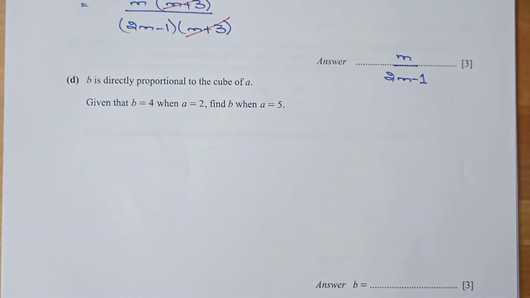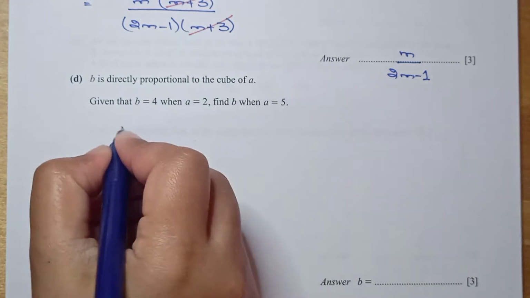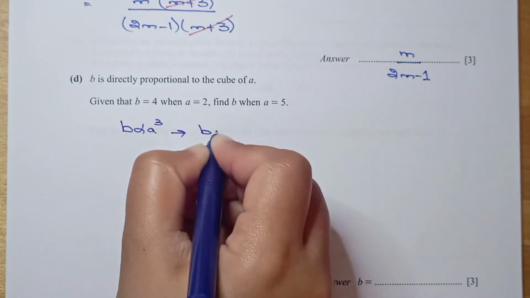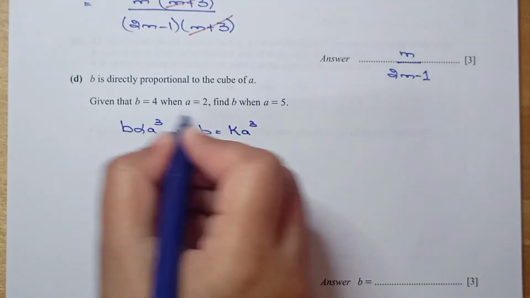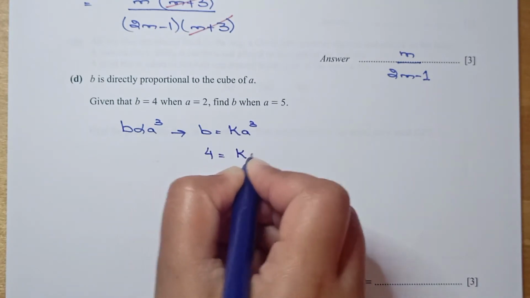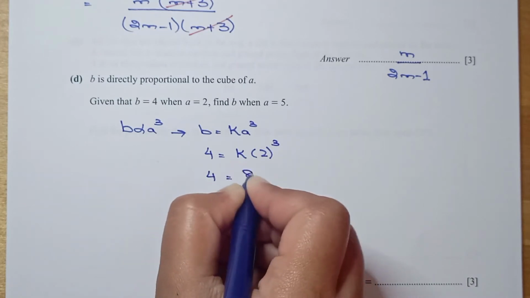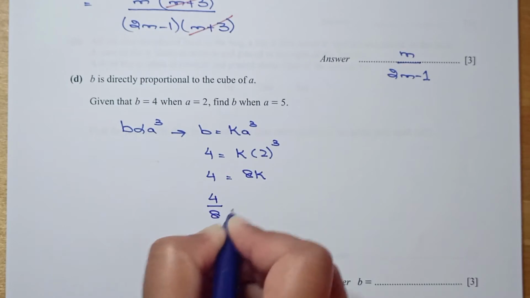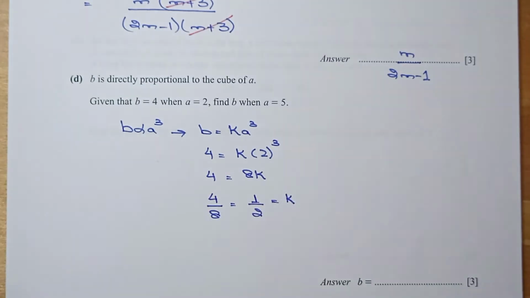Now for the D part, b is directly proportional to the cube of a. So b is directly proportional to a cube, and from here b is equal to some constant k times a cube. Given that b is 4 when a is 2, we have 4 equals k times 2 cube. 2 cube is 8, so 4 equals 8k. To solve for k, 4 by 8 is 1 by 2, and this is equal to k. So we got the value for k.